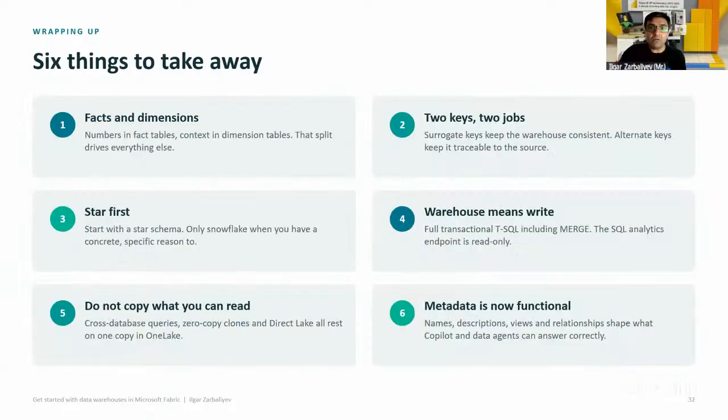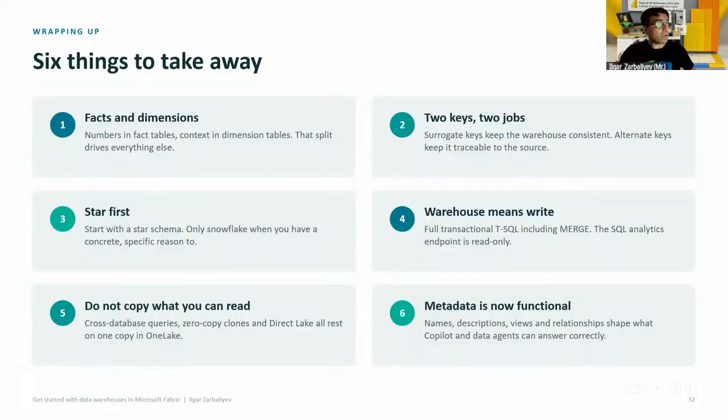So now let's pull it together. Six things I want you to live with. One, facts and dimensions. Numbers go in fact tables, right? Context goes in dimension tables. That single split drives every other modeling decision you make. Two, keys, two jobs. Surrogate keys keep the warehouse internally consistent. Alternate keys keep it traceable back to the source system. You need both, and now you know why.